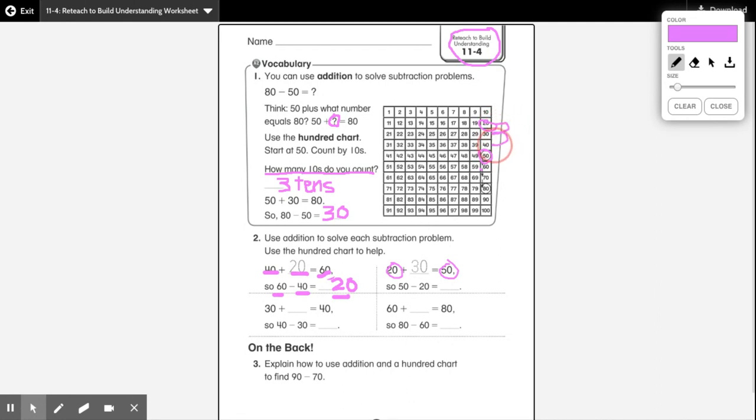Ready? Count with me. 10, 20, 30. It took me 3 hops, 3 tens, which is 30. So we're going to write 30. Okay, 50 minus 20 equals 30. Okay, don't forget when you're adding, you are going down on the hundreds chart. You hop down. All right, so now let's take a look at the next 2 problems.